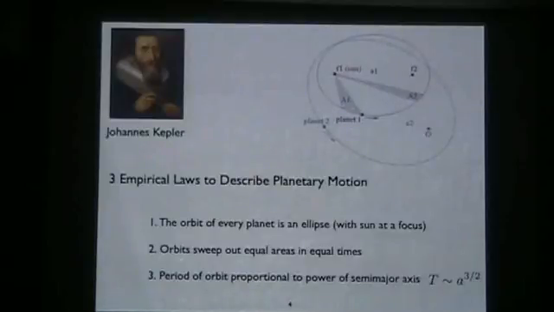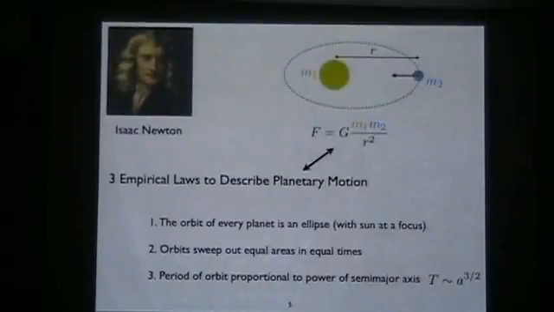And then he made some observation about how the period of the orbit is related to the size of the ellipse. This semi-major axis is just a way of characterizing the size of the ellipse. So these were just three empirical laws that described how people had observed the motions of planets. And Newton came along and introduced the idea of the universal gravitational force that describes all of them.